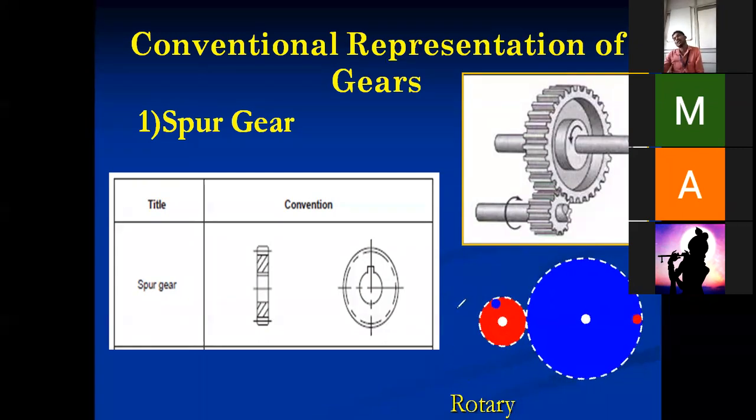And what about diameter? What will be the relation between the diameter of the gear and RPM? If the diameter of the gear increases, will RPM decrease or increase? If the diameter increases, the RPM will decrease.